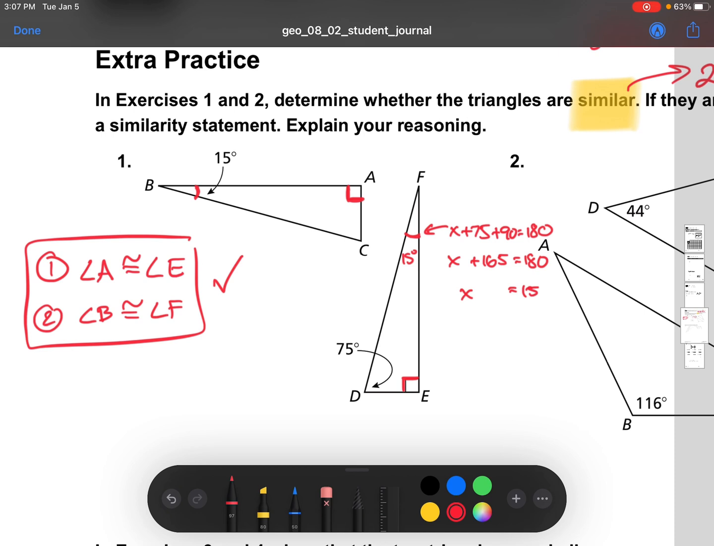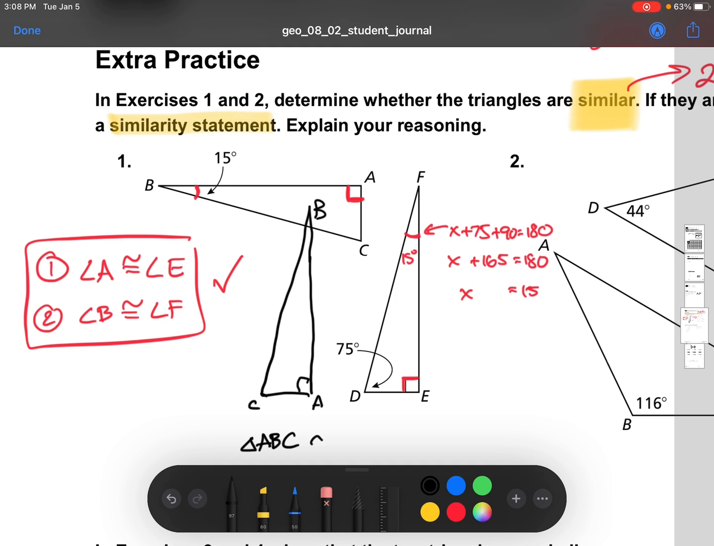Now another thing that we want to do is write a similarity statement. In other words, we want to name the two triangles and write that they are similar using symbols. So let's take that first triangle and redraw it, so that it's standing up like the second one. This is the right angle A. This is the angle next to it, which is C, and then B is up there. So we could name this first triangle triangle ABC.